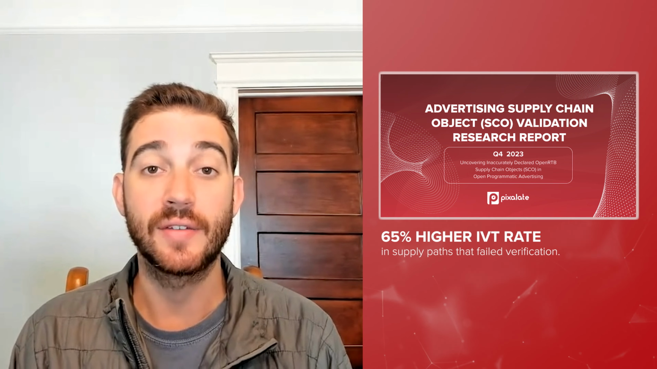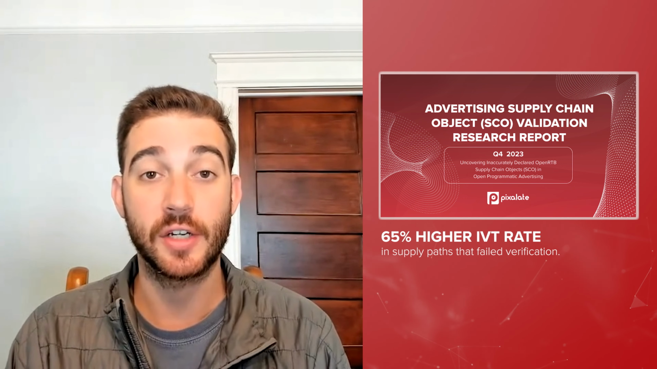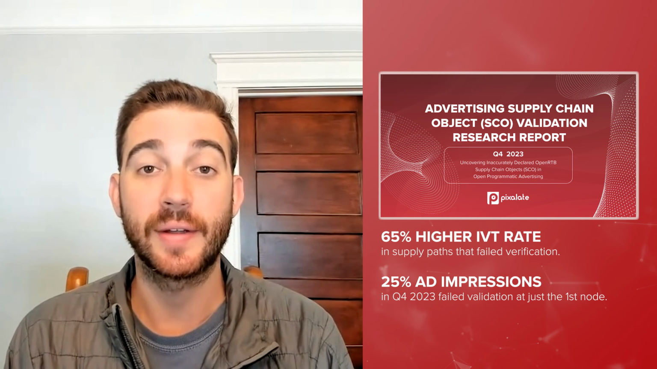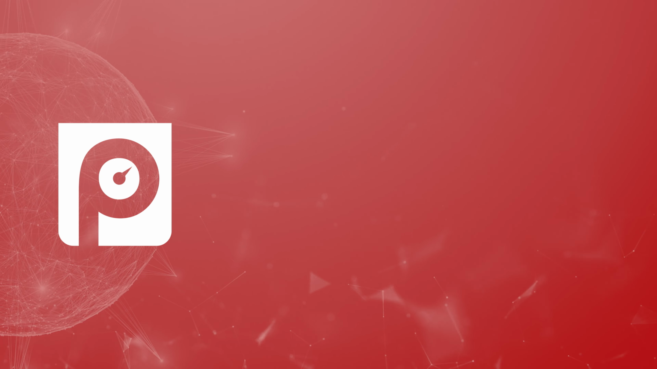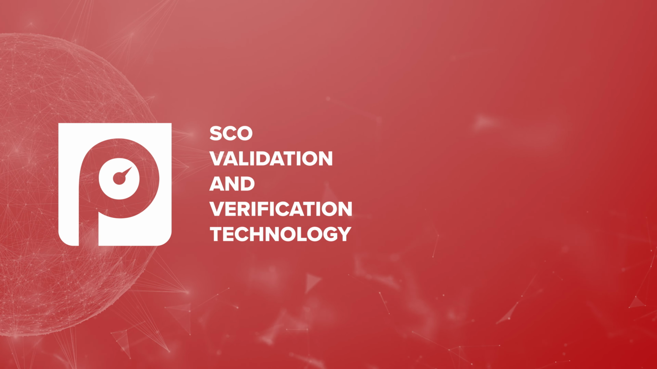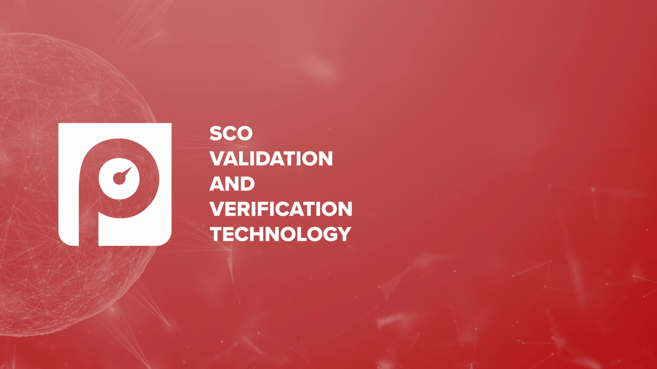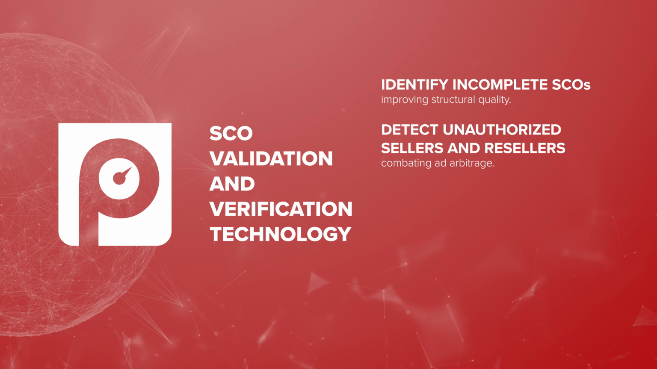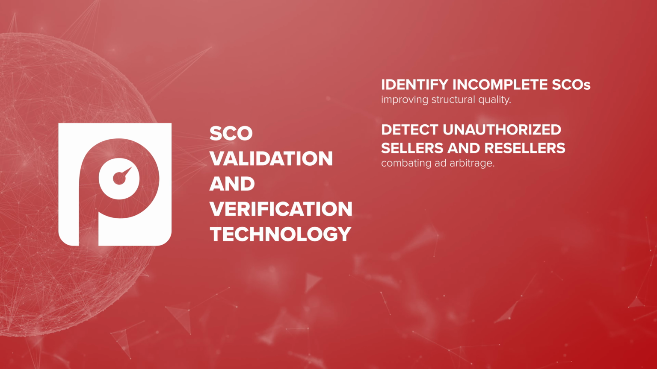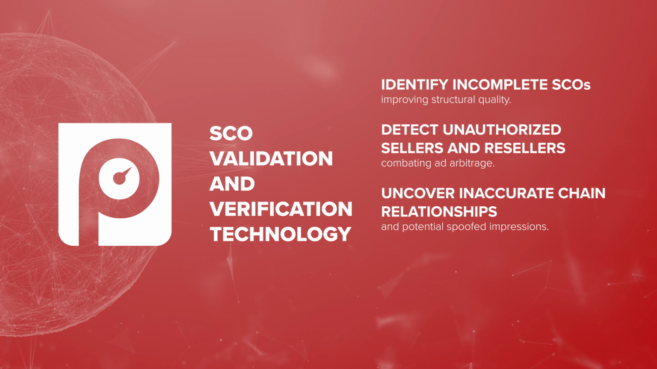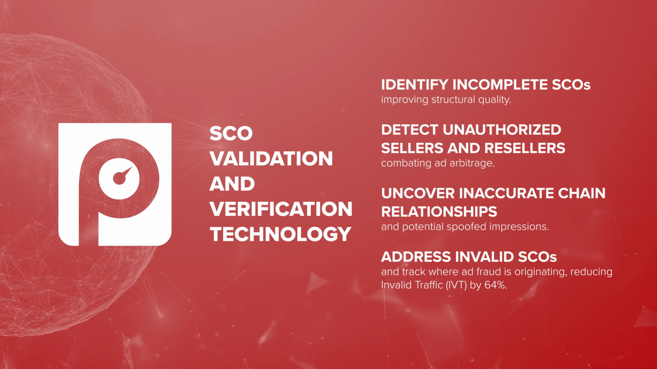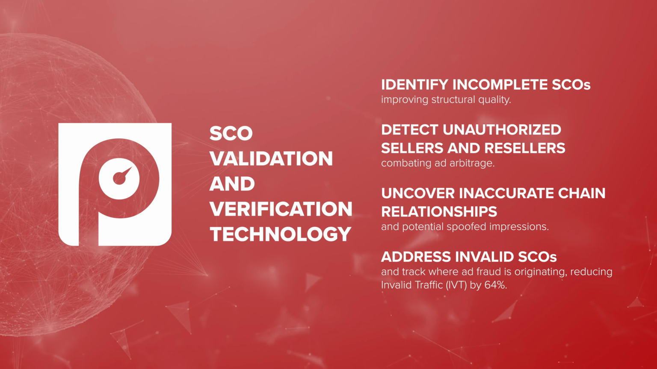Per Pixalate's 2023 research, there is a 65% higher IVT rate in supply paths that failed verification. Also, 25% of ad impressions in Q4 2023 failed validation at just the first node. To recap, Pixalate's new SCO validation and verification technology enables our partners to identify incomplete SCOs and improve structural quality, detect unauthorized sellers and resellers, combating ad arbitrage, uncover inaccurate chain relationships and potential spoofed impressions, address invalid SCOs and track where the ad fraud is originating, reducing invalid traffic by 64%.